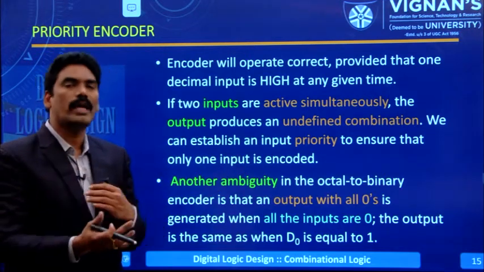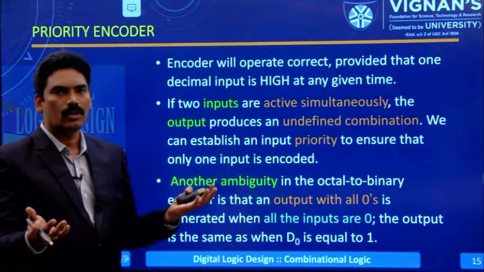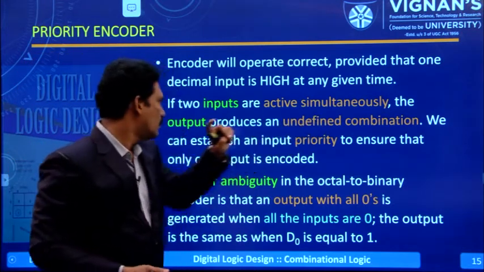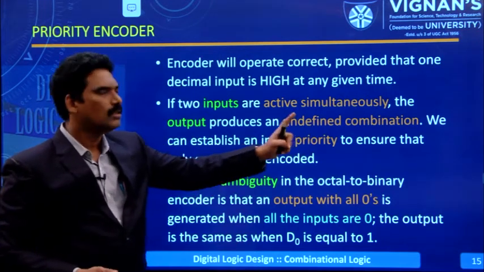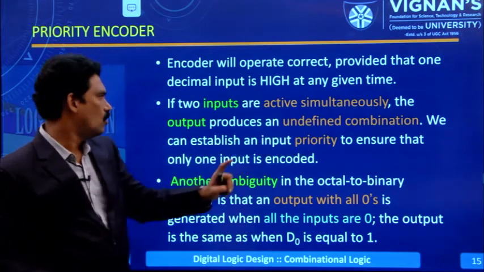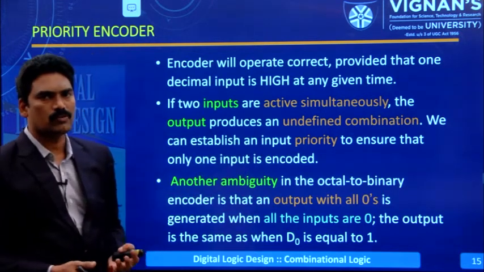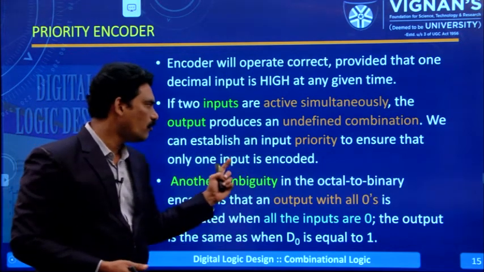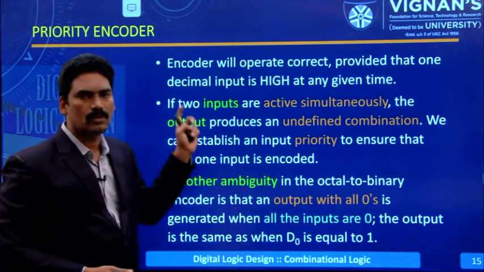If more than one input is high, that is, if two inputs are active simultaneously, the output produces an undefined combination. So, we are going to solve this one. We can establish an input priority. How to solve this one? We can establish input priority to ensure that only one output is encoded. This is called a priority encoder.